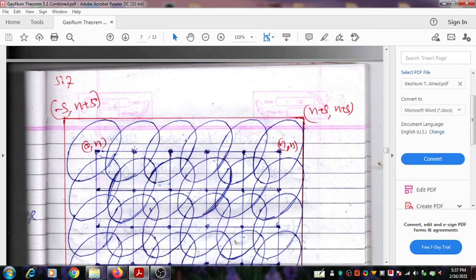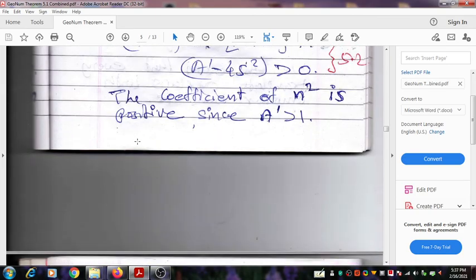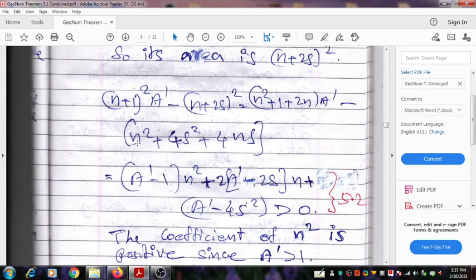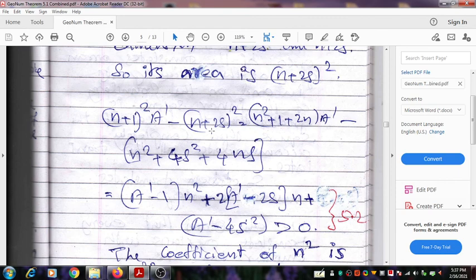That's equal to n plus S into n plus S, because one of the sides of the square is n plus S. N plus S on one side, S on the other side. So n plus 2S is one dimension, and similarly n plus 2S is the other dimension. Thus we get n plus 2S the whole square as the area.